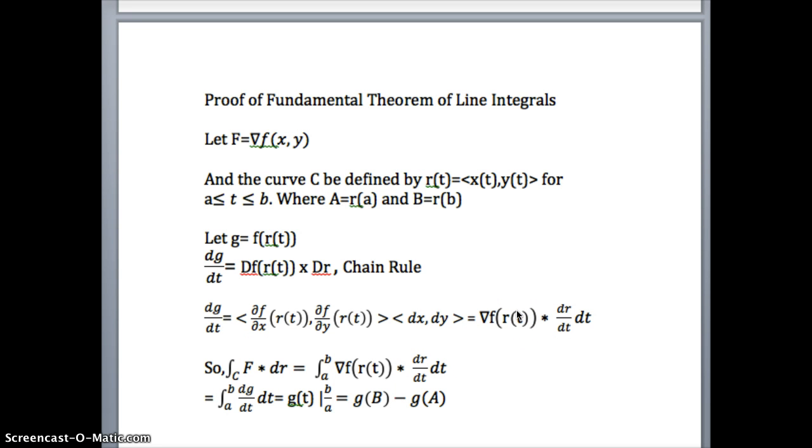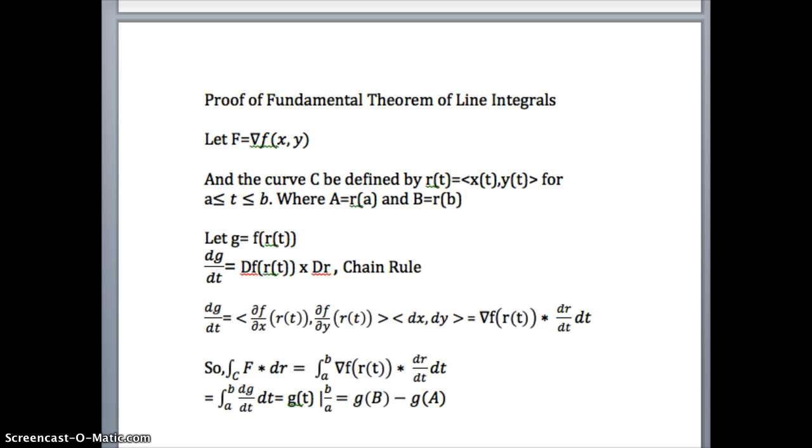So here we've explained the proof of the fundamental theorem of line integrals. It's actually pretty straightforward, and we've skipped a couple of steps just to show the simplified version. Basically, our function F is the gradient vector function of f of x and y. And the curve that we have here is defined by r of t, which has the x component x of t and the y component y of t for t between a and b. And we have that A is equal to r of a and big B is equal to r of b.